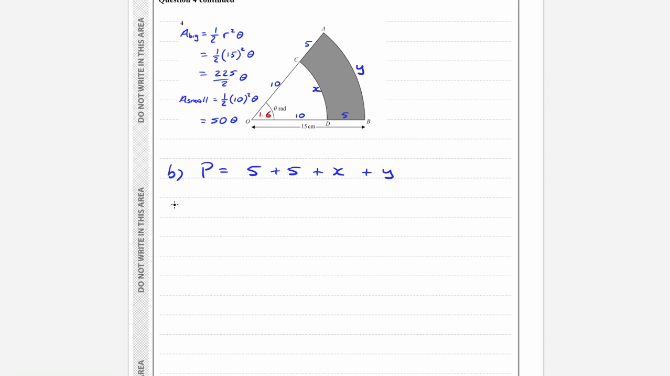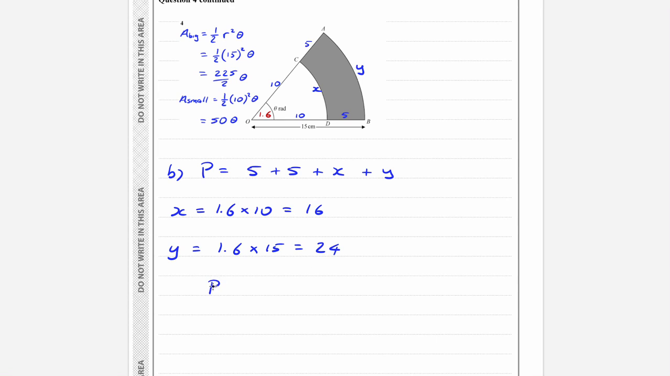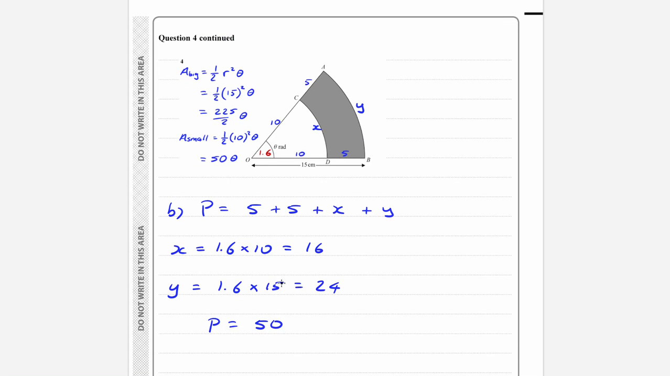Now, to get the arc length x, we just do radius times theta. So it's just 1.6 times 10, which is 16. And to get y, we just do 1.6 times the radius, which is 15. 1.6 times 15, that, guys, I will use the calculator for. 1.6 times 15 is 24. Okay, nice number. Therefore, the perimeter equals this plus this is 40, plus 5 is 50. So the perimeter is equal to 50. Okay, that's question 4.